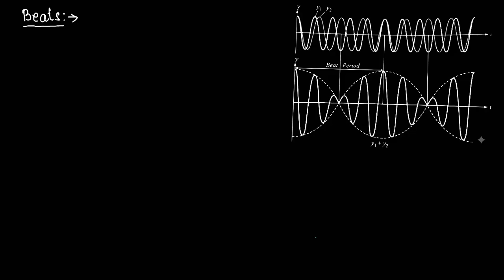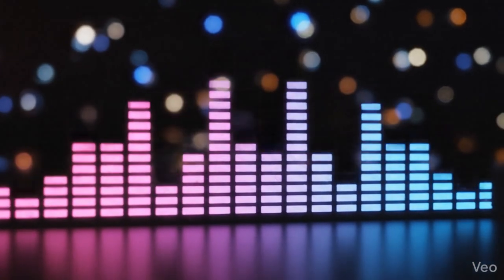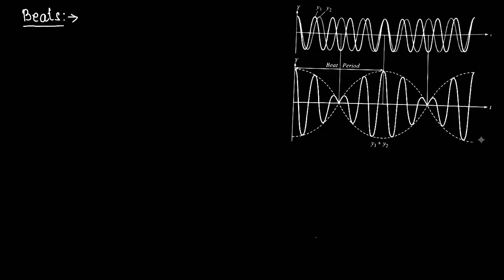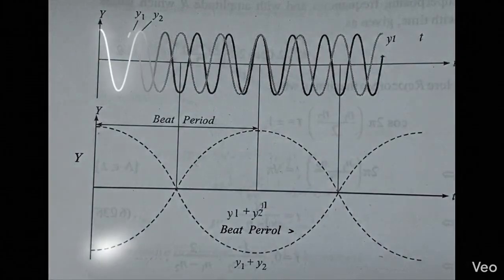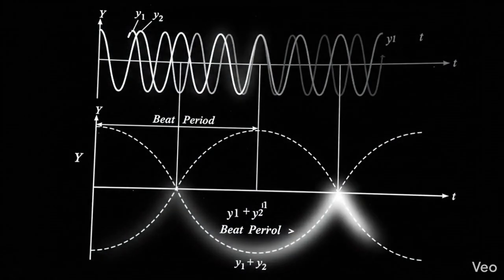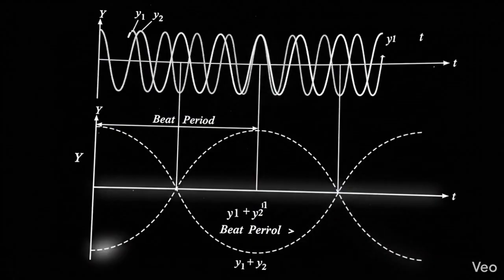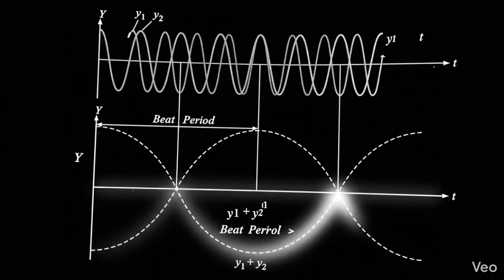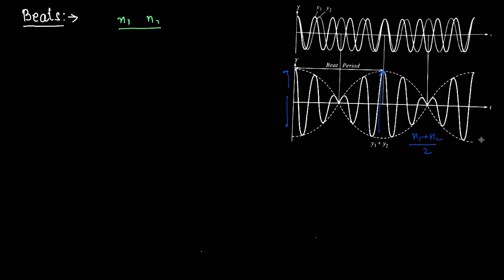If two sound sources of slightly different frequencies, for example N1 and N2, interfere, then what will happen? The amplitude will vary. There will be variation in the amplitude, like this, and the frequency will become the average of these two. The frequency of oscillation becomes the average of these two, and there will be variation in the amplitude.